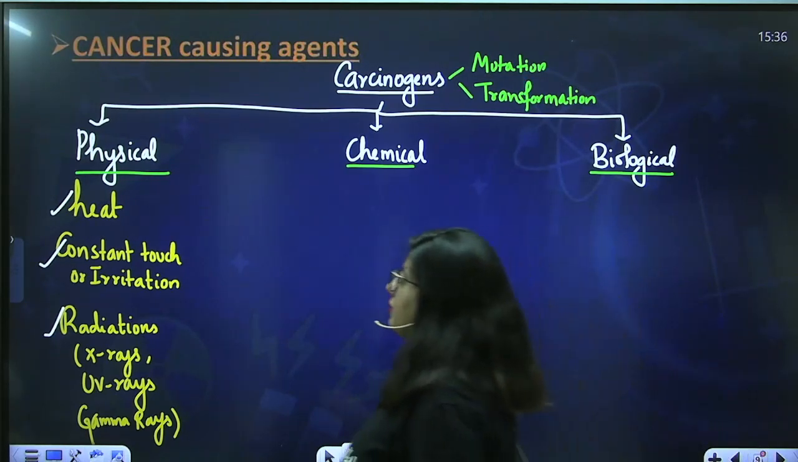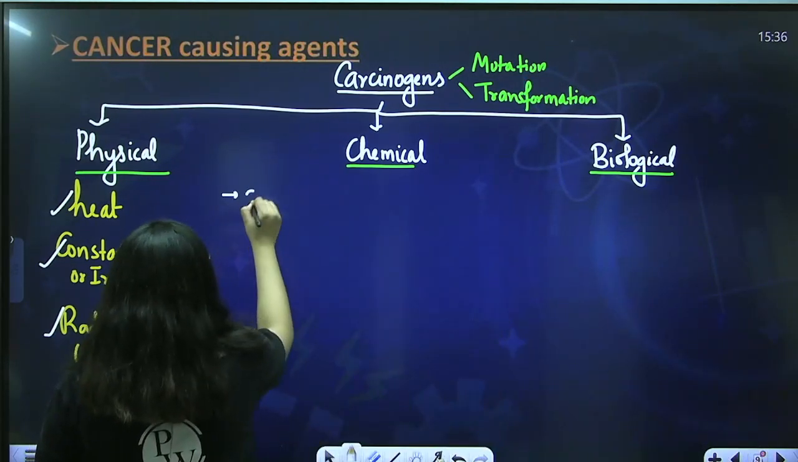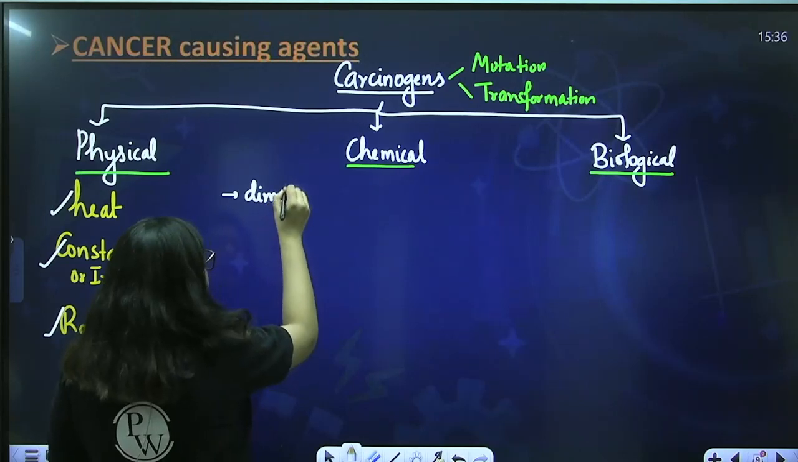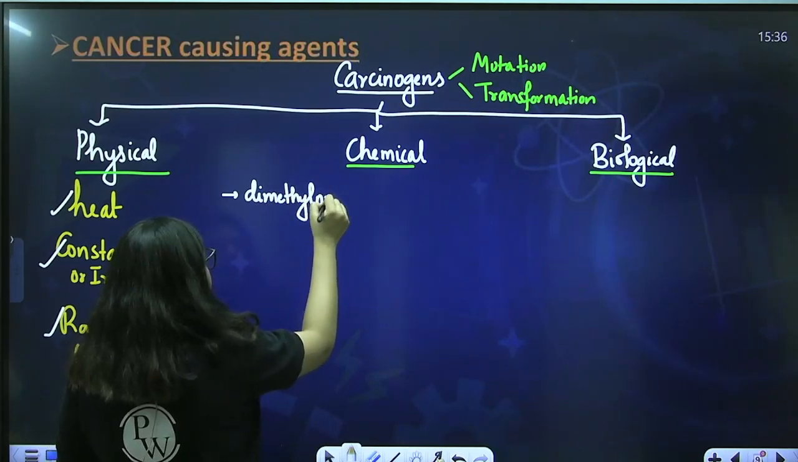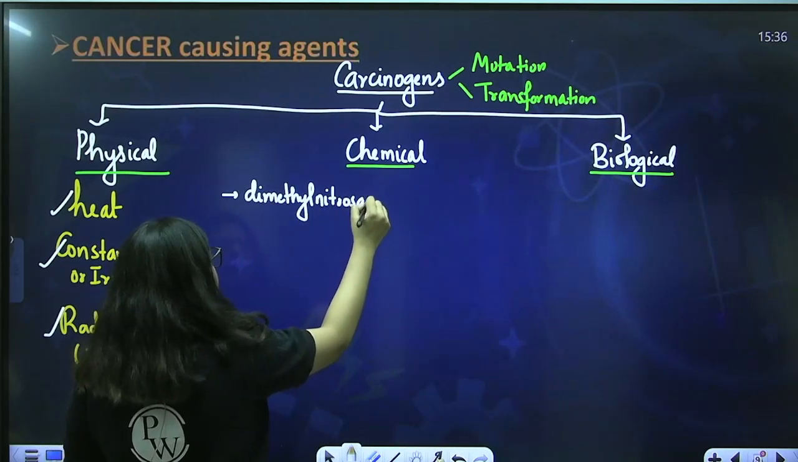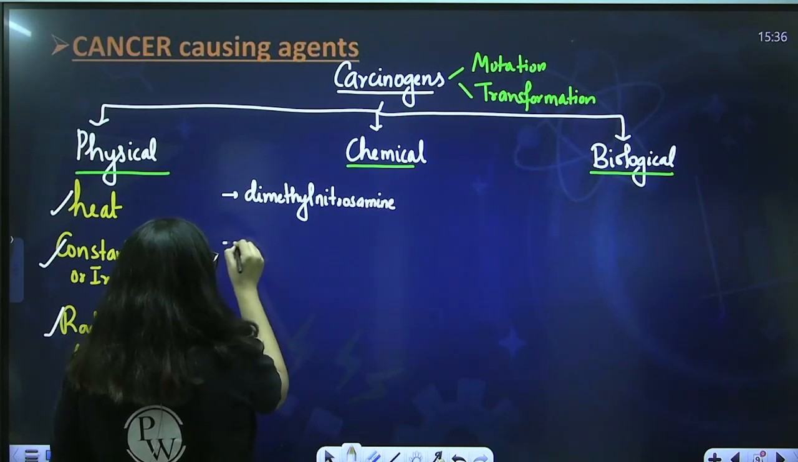What about the chemicals? There are different kind of chemicals like dimethyl nitrosamine, benzopyrene.